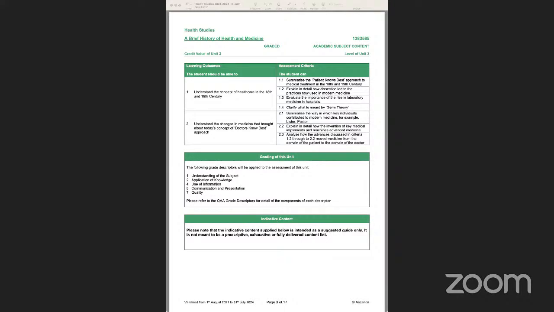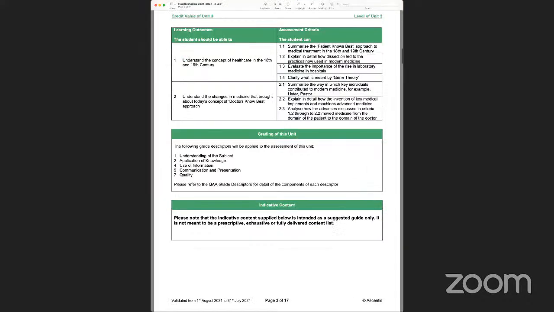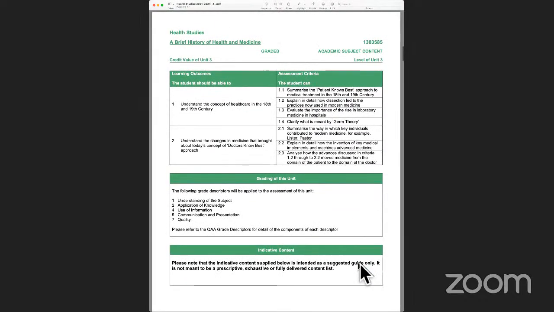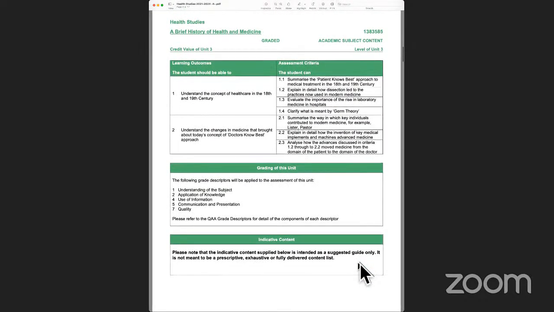My name is Raman, and I'm going to be starting a new unit today with you, which is a brief history of health and medicine. What you have on your screen right now is a unit synopsis, or a unit specification. This unit specification primarily informs us of what we'll be covering in this particular unit.